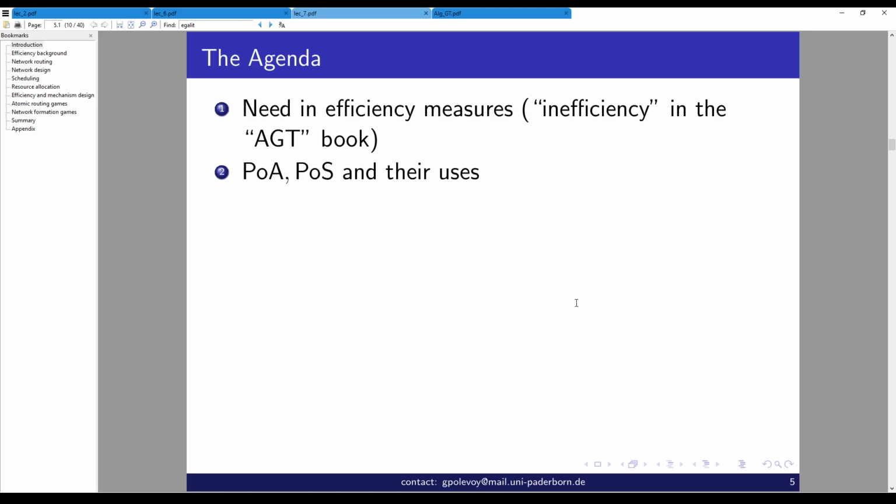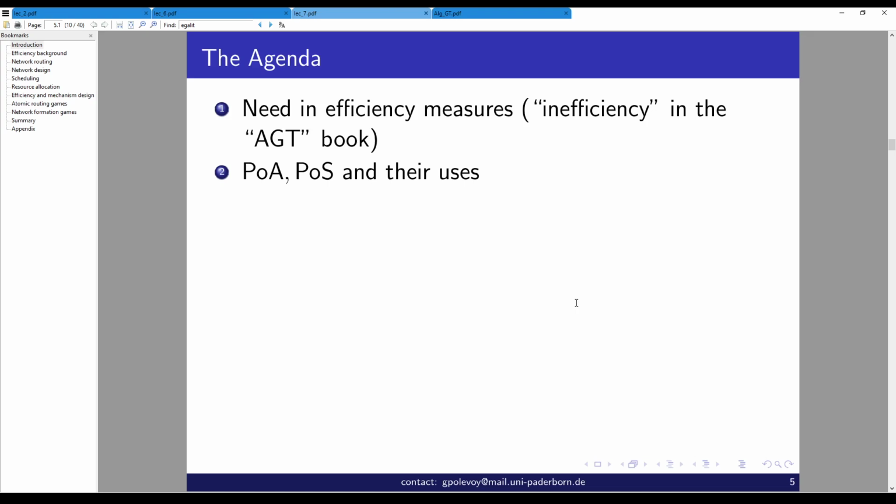And if we cannot find any equilibrium which is good, I mean, even if there exists no good equilibrium, so even if the price of anarchy is high, then we need to think about how maybe to change the interactions, how we can adjust the interaction so that we will have at least some reasonable equilibrium.